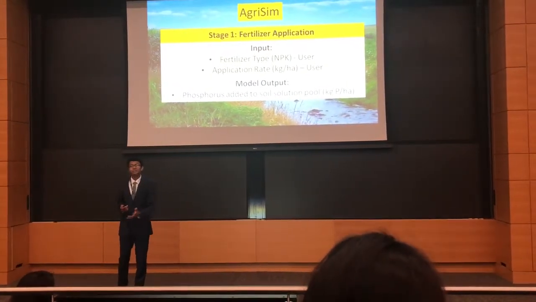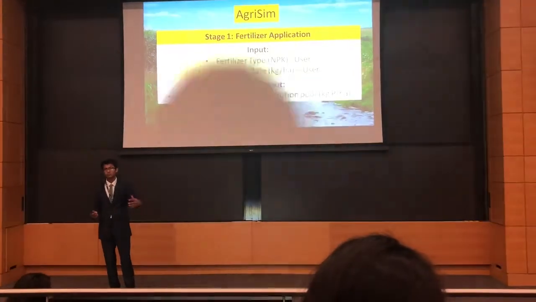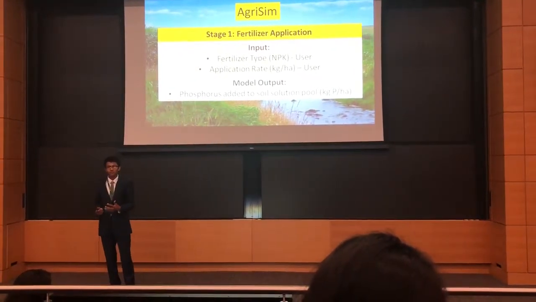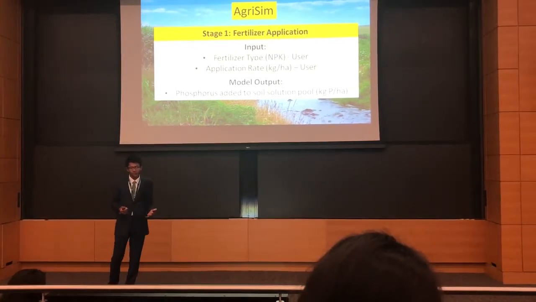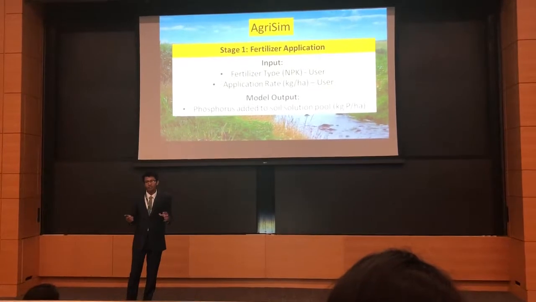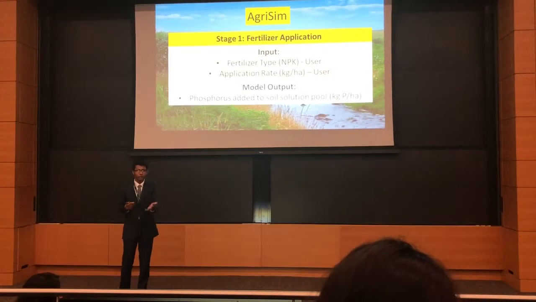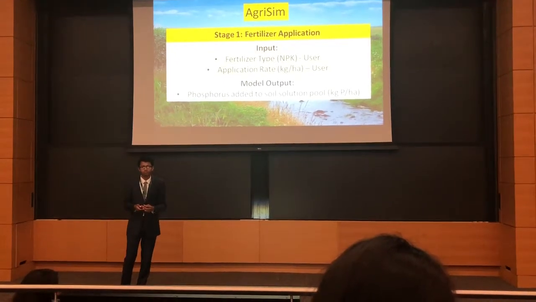And here farmers can input data about their farm, such as how much fertilizer they apply, so application rate, as well as what's the strength of their fertilizer. So fertilizers that are stronger will have higher NPK values. And so with this taken into account, AgriSim calculates of the fertilizer applied how much phosphorus is actually available in the top layer of the soil for runoff, or phosphorus added to soil solution pool.